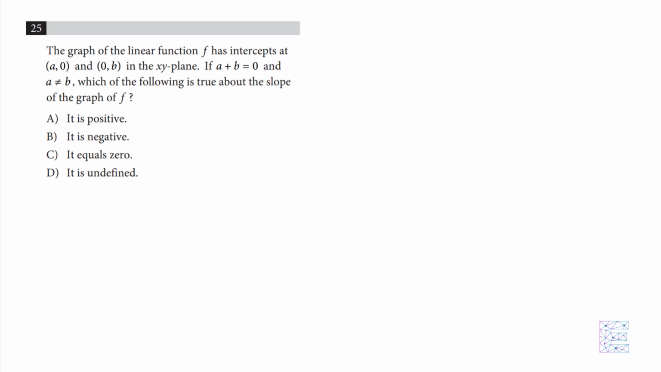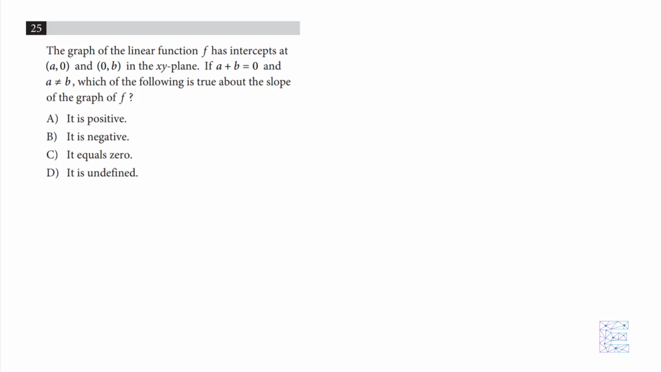The graph of the linear function f has intercepts at (a, 0) and (0, b) in the xy-plane. If ab equals 0 and a is not equal to b, which of the following is true about the slope of the graph of f? There's a lot to unpack here, but let's just break it down into smaller parts.